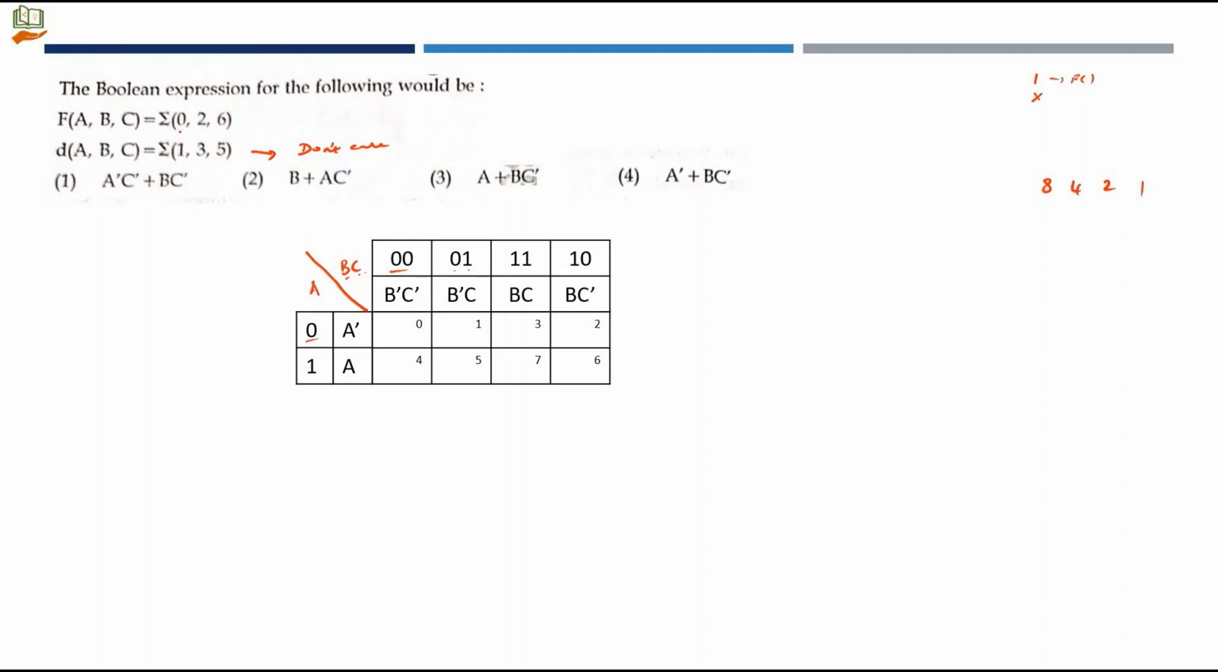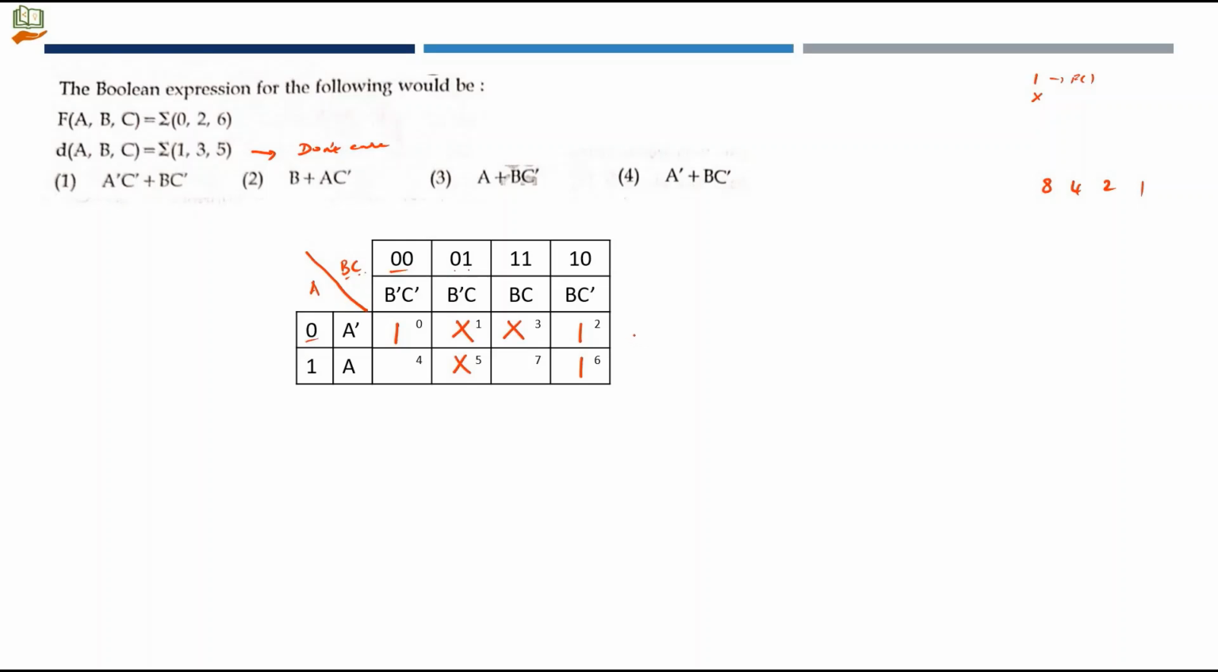What are the positions that have been given in the question? 0, 2 and 6. This is 0, this is 2 and 6. Since the don't cares are also given, we have to mark them also. We will use the notation X for this problem as I said earlier. First position, third position and fifth position.